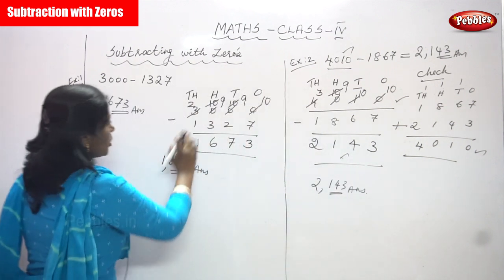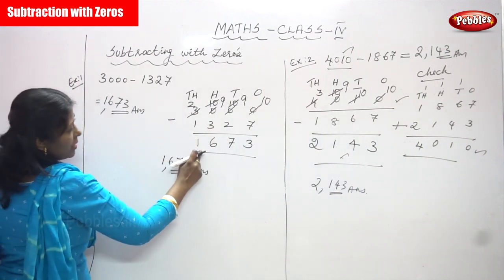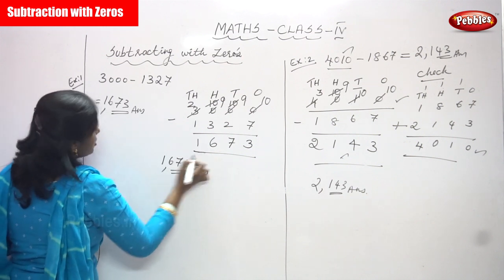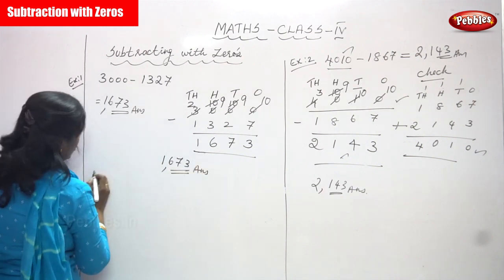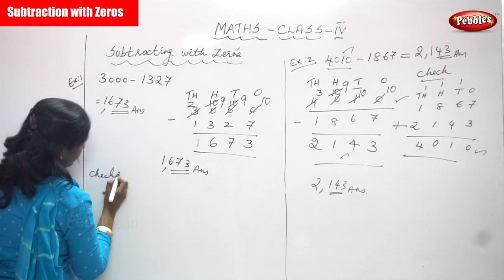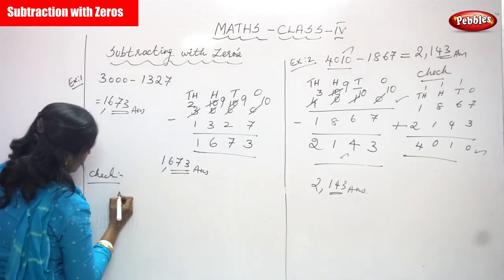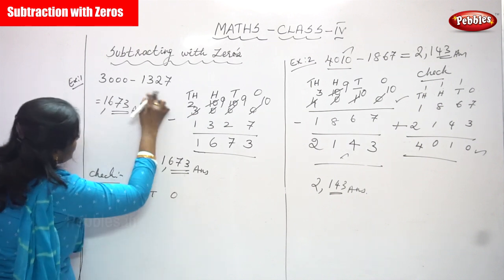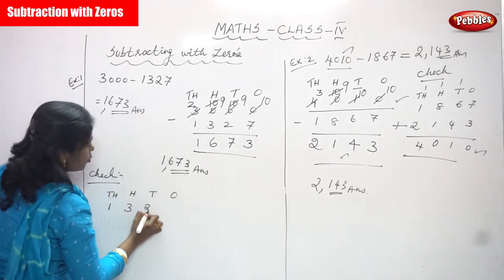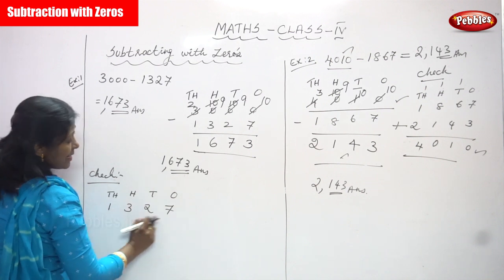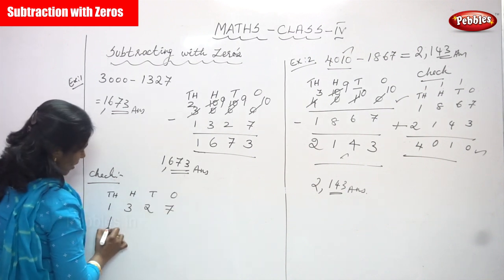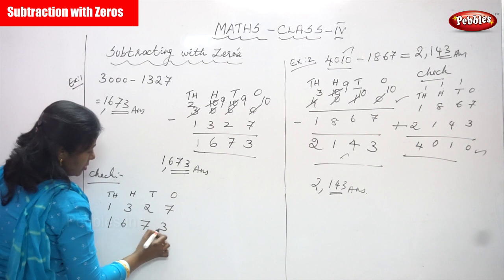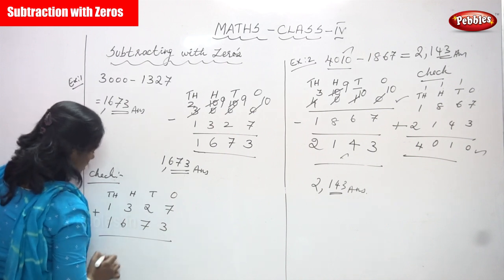For this also you have to do the check method. So the answer is 1673, right? Again you have to write the check. So the second number is 1327. That means 1327, and the answer is 1673. So you have to add both numbers.